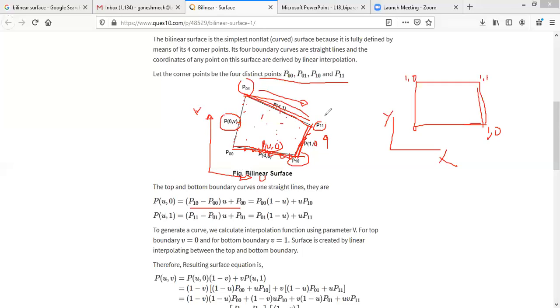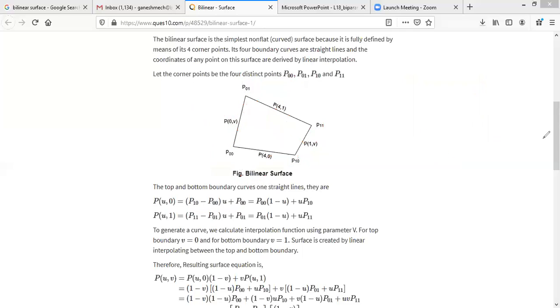Okay, so now with this resulting equation, when we take any point inside the surface, it's going to have a u coordinate and a v coordinate. So ultimately this is going to be p of u comma v. For this we have to write the generalized equation. So p of u comma v is equal to p of u comma 0 into 1 minus v plus v into p of u comma 1.